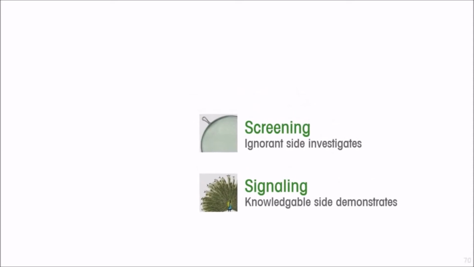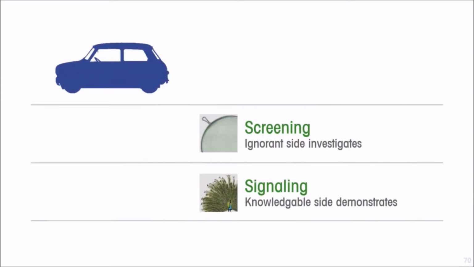So let's go back to used cars. One thing that screeners do, that buyers do, is they take it for a test drive. Or they get a mechanic to come and look at the car at a greater level of scrutiny than the typical buyer is capable of doing. All of those are examples of screening.